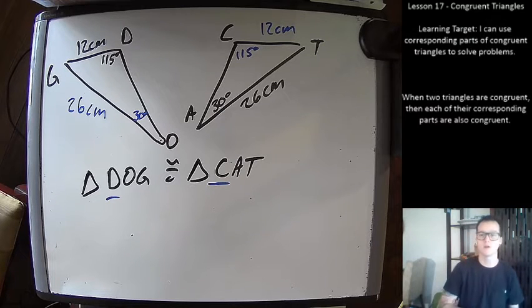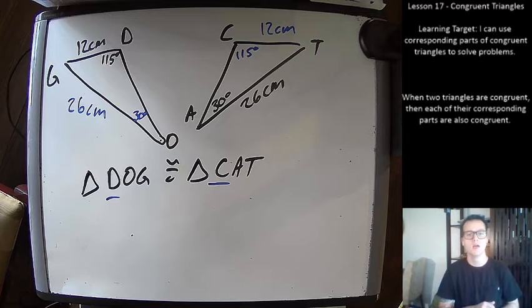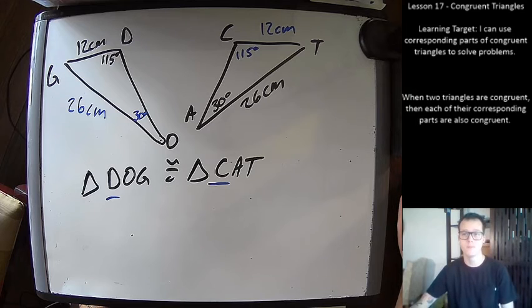Some of them you'll be able to take farther. Some of them you won't be able to take quite as far. Some of them you'll only need one corresponding angle within a grander problem with a lot of other stuff going on. So remember, corresponding parts of congruent triangles are also congruent. Okay, let's knock out these practice problems. Let me know if you have any questions.